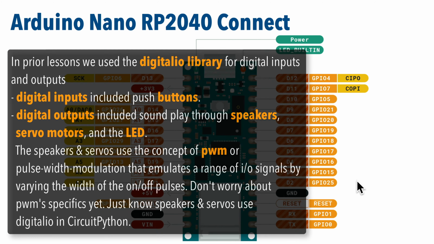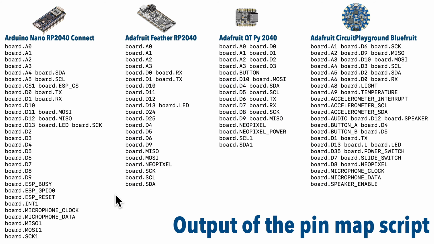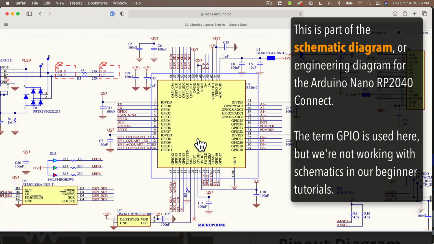we just wrote. Now, you'll also notice on this diagram that the label GPIO is included on those pins. Now, GPIO stands for General Purpose Input and Output, and while we don't use this in our CircuitPython code, we don't see GPIO on the output for any of the boards we're looking at in our pin map scripts. GPIO often appears in schematic diagrams, and when you see that, it's safe to assume that you're looking at digital pins.